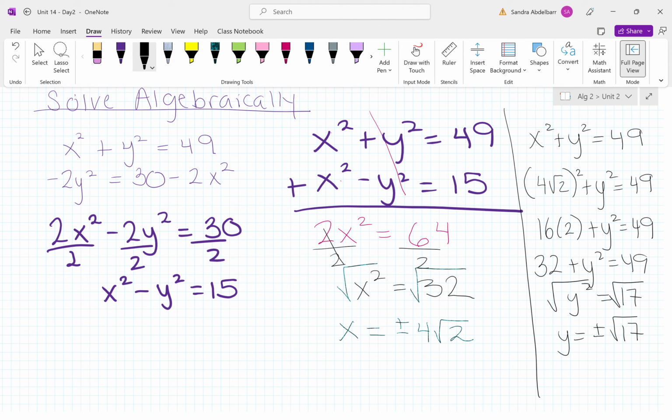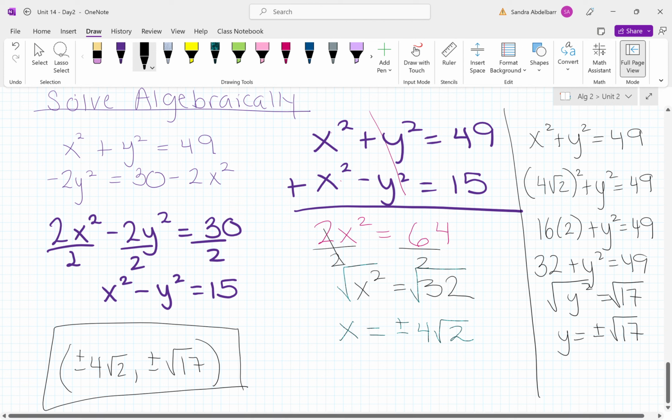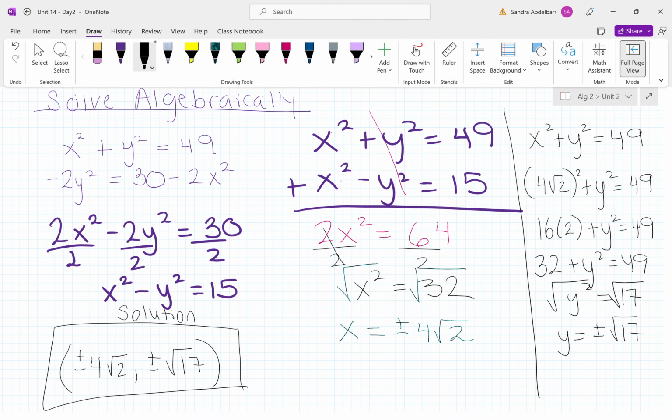Okay, so how many solutions do we have here? 4. We have 4 solutions. We are plus or minus 4 root 2 comma plus or minus root 17. So you have those different combinations of the plus and minus. We could write our answer like that on the test. We don't have to write them all out. Absolutely, you could write it out just like this.